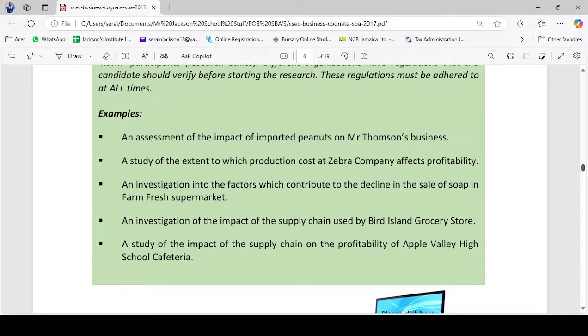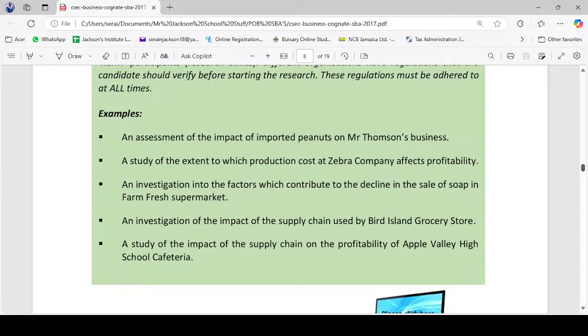This could be an accounts topic, right? An investigation into the factors which contribute to the decline in the sale of soap in Farm Fresh supermarket. This could also be an accounts topic, but it could work for POB as well.